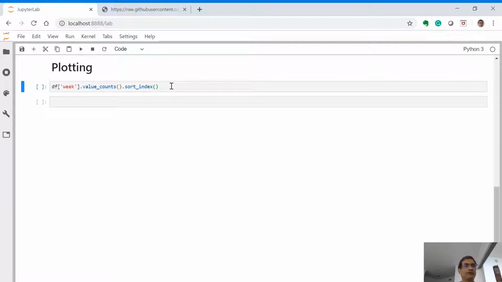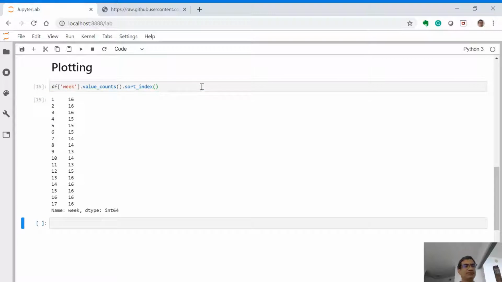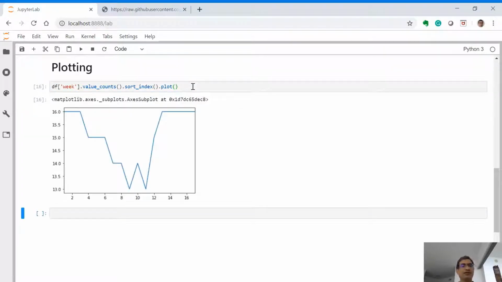Okay. So where we left off, we had taken the week, then calculated for each week how many games are happening in that week, which is also called value counts, and then we sorted it by the week number, by index. So in the first week there were 16 games and so on. Now when you want to plot, it's as easy as chaining a method called plot, and it plots it for us.